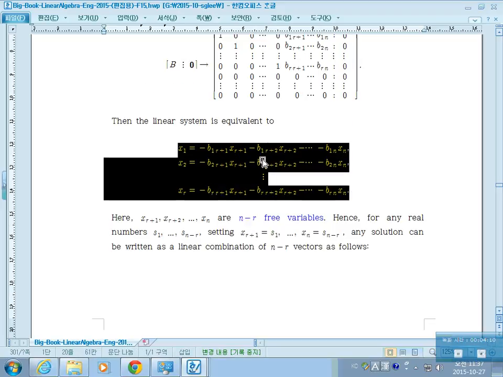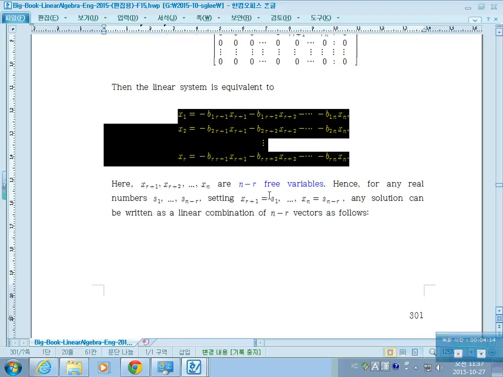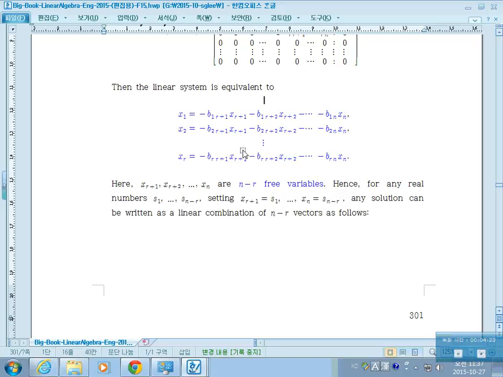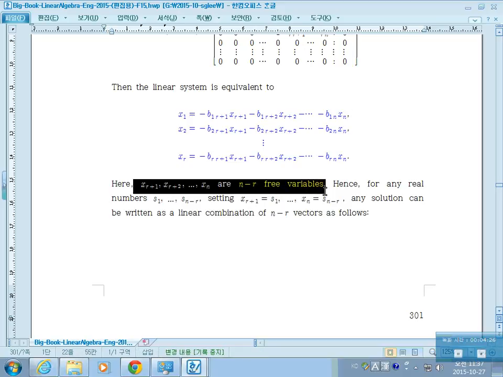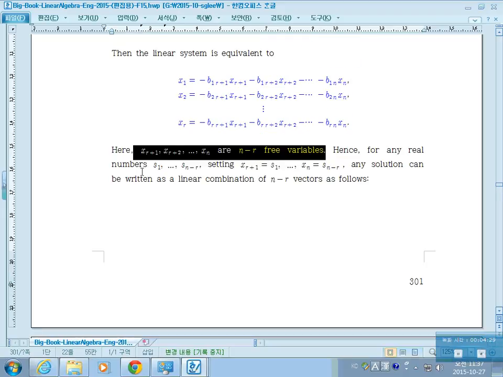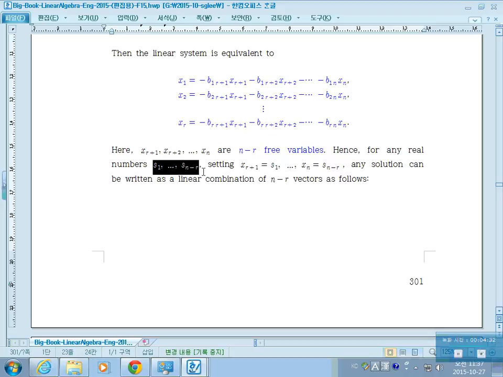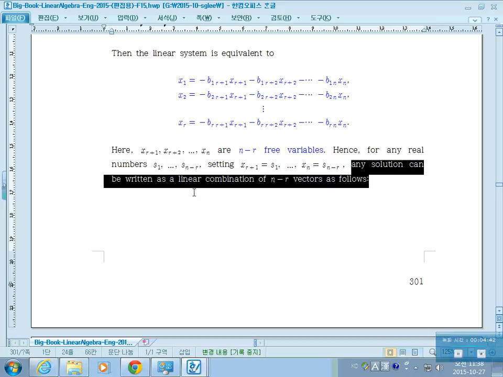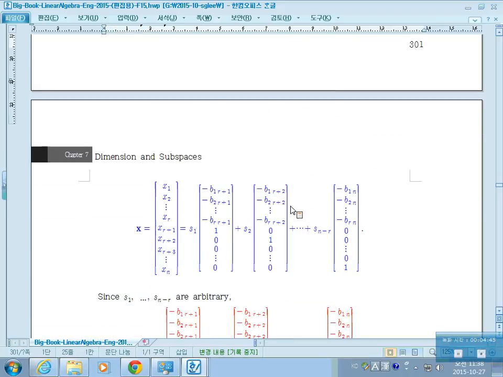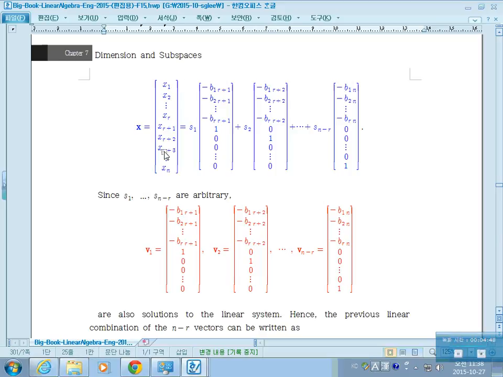What is this? We have n minus r free variables: x r plus 1, x r plus 2, up to xn. The number of those is n minus r. Hence, for any real numbers s1 to s n minus r, setting x r plus 1 equal to s1, and xn equal to s n minus r, any solution can be written as a linear combination of n minus r vectors as follows. So x, x1 to xn, can be written as a linear combination of these n minus r vectors.